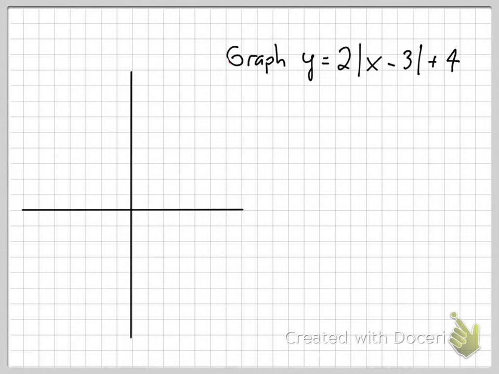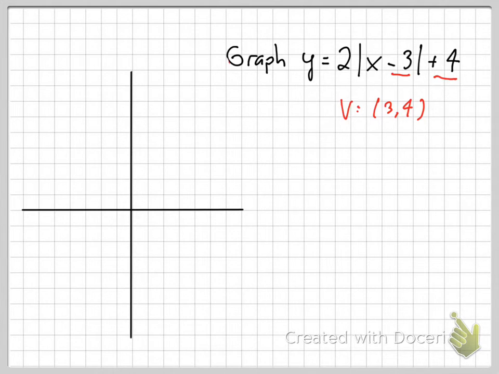So let's look at an example problem. We want to graph the function y equals 2 times the absolute value of x minus 3, plus 4. Just looking at that, I can tell what my vertex is and then what my stretch is, or my rise over run. This tells me that my vertex is 3, 4. So before I do anything else, I'm going to plot the coordinate 3, 4. That's going to be the start of my V.